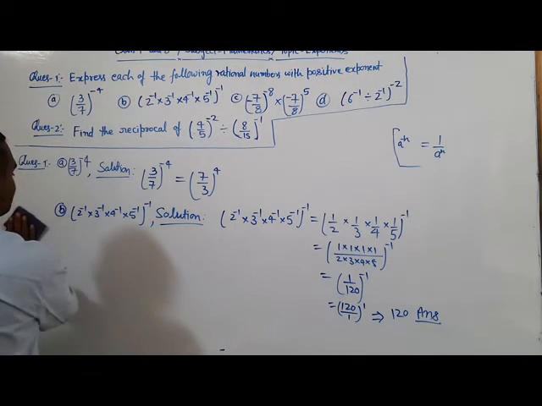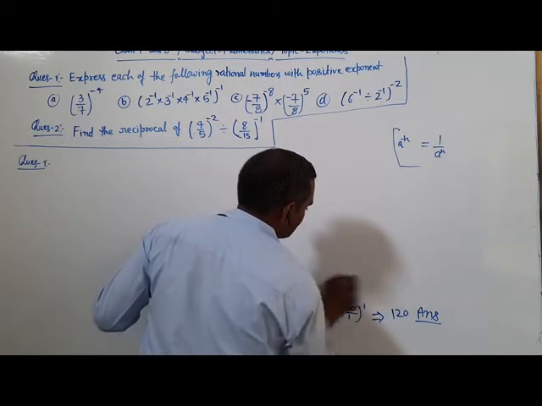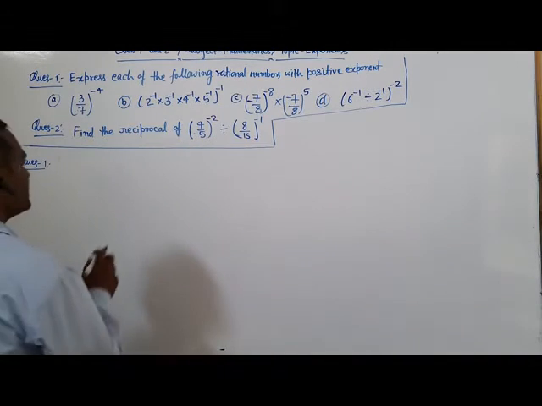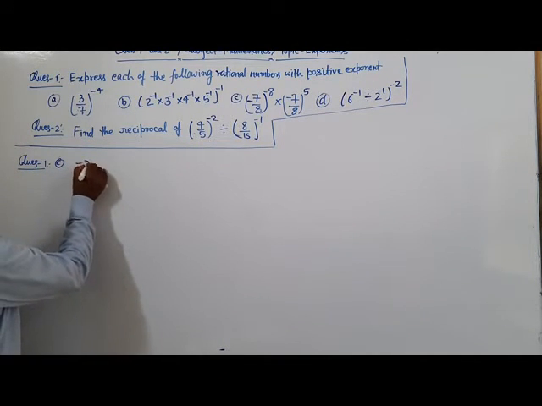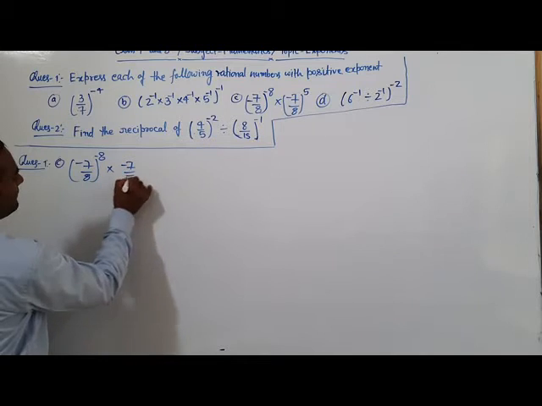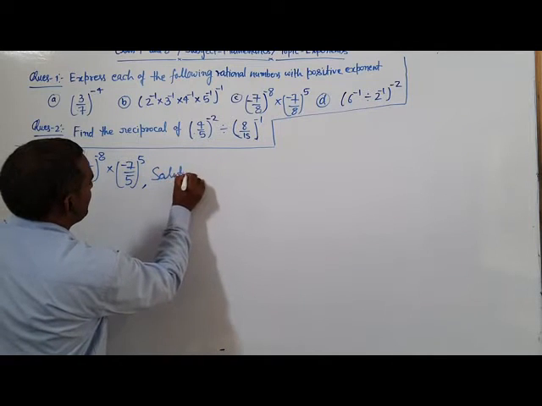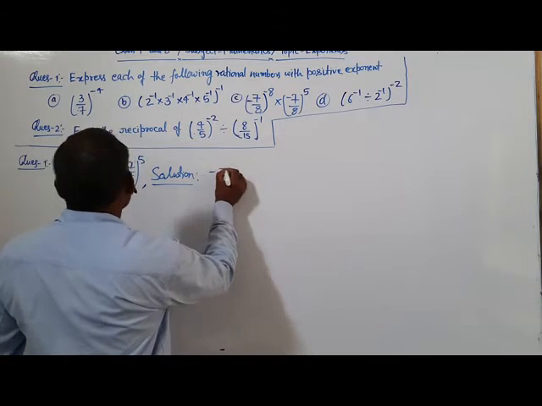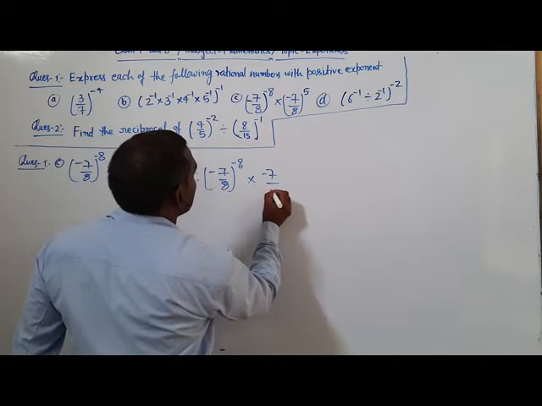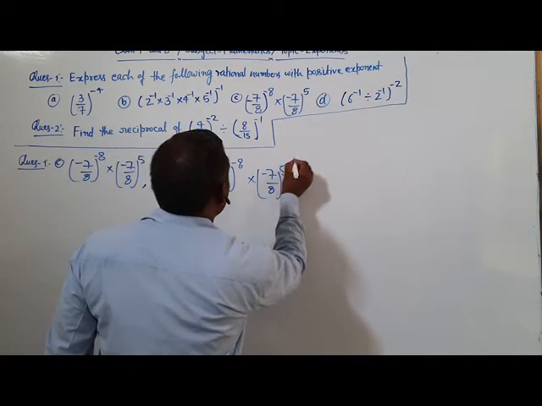Option C is (-7/8)^-8 × (-7/8)^5. Solution: (-7/8)^-8 × (-7/8)^5, sorry, this is 8 not 5, this is 8: (-7/8)^-8 × (-7/8)^5.